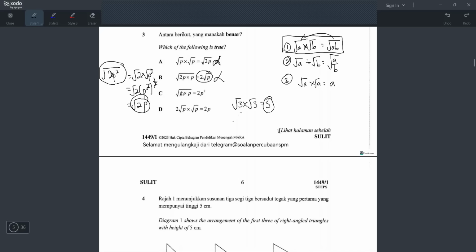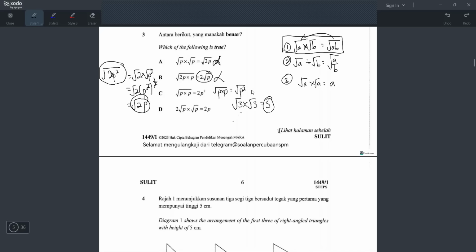Okay, what about C? Square root P times P. P times P is P squared. So if I want to simplify square root P times P, P times P will just end up with P squared. This is the correct answer.